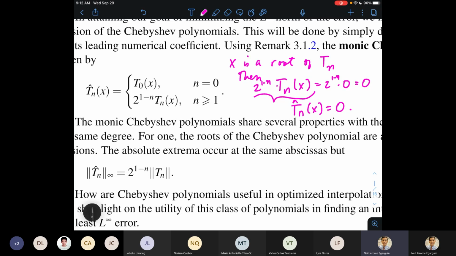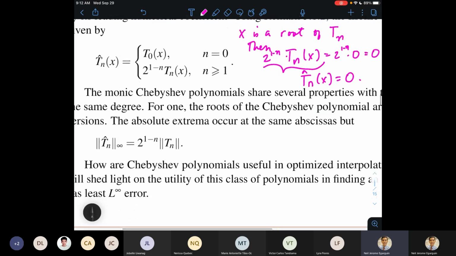Tapos hindi rin natin mababago yung minimizers at saka maximizers ng T_n. So meaning kung ano yung maximizers or minimizers ng Chebyshev polynomial, yun din yung para sa monic version. Nagbabago nga lang yung maximum and minimum value. So remember, L infinity norm o yung maximum value ni T sub n.